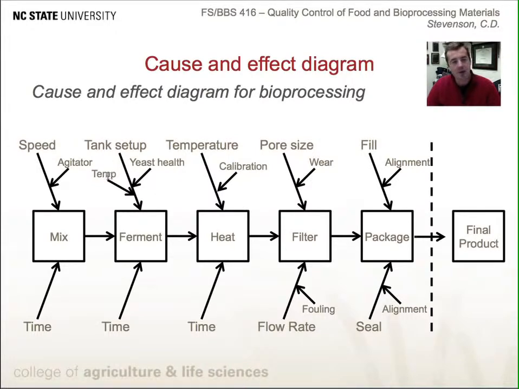Maybe some minor causes that might lead to an effect in this step could be the temperature of fermentation or the yeast health. And so you could evaluate whether these are major or minor causes that could lead to an effect. You might disagree. You might say that the yeast health could be a major cause that would lead to an effect. And so on. That's what we do. We have 5 steps that might lead to any sort of defect.